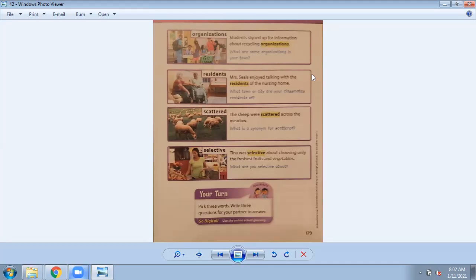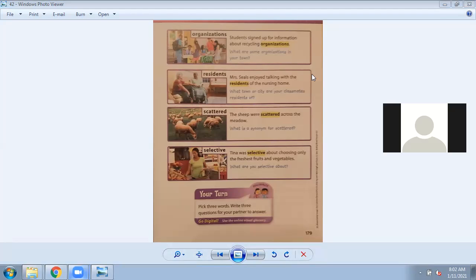All right, Farah, can you read for us, please, the sentence for organizations? Students signed up for information about recycling organizations. Okay, so this means that a group of students are getting together to start a recycling program and to become a group of people who work to recycle. Okay, so organization is the group that they form. Thank you, Farah.